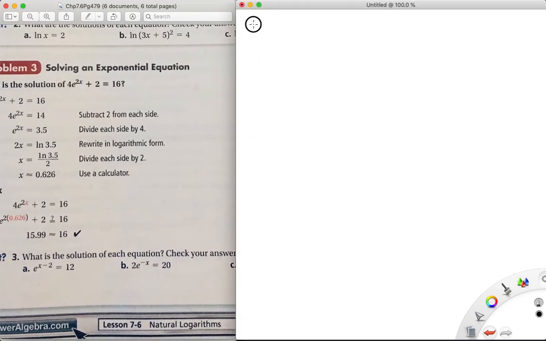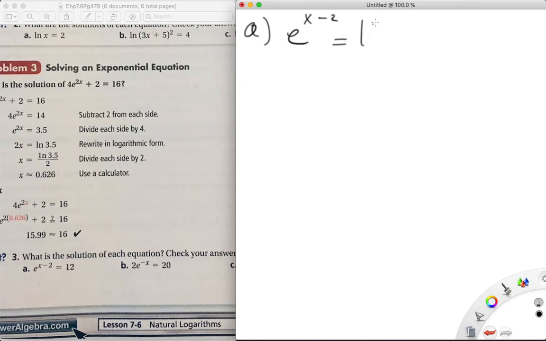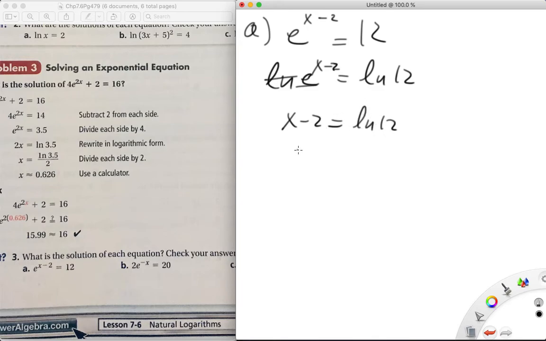Alright, so with an e function, e to the x minus 2 equals 12, I'm going to take the natural log of both sides. ln of e to the x minus 2 equals ln of 12. That guy and that guy cancel, so I'm left with x minus 2 and then ln of 12. Add 2 to both sides, x is equal to ln of 12 plus 2.